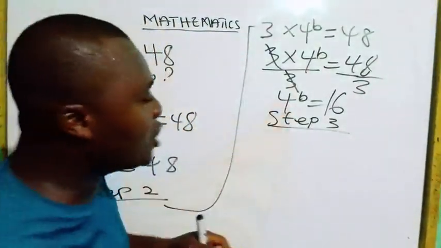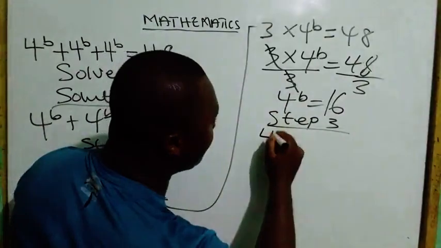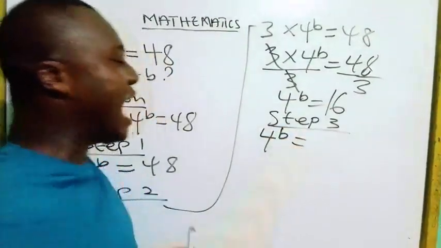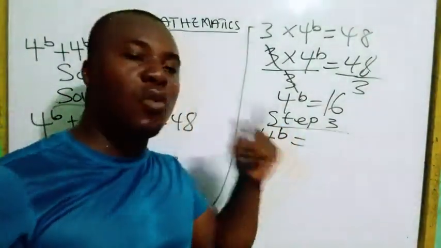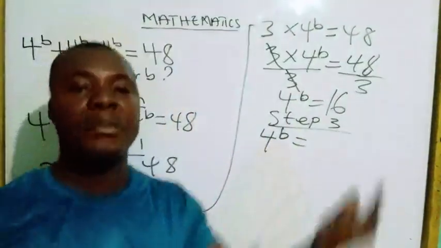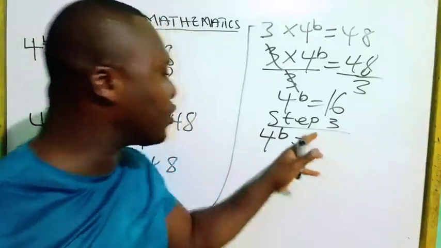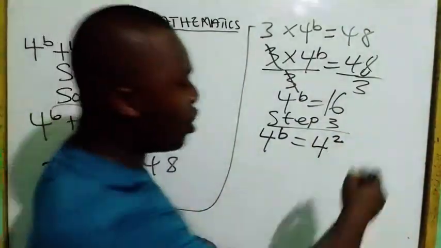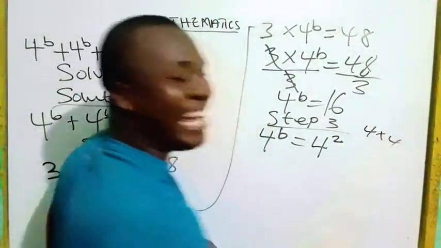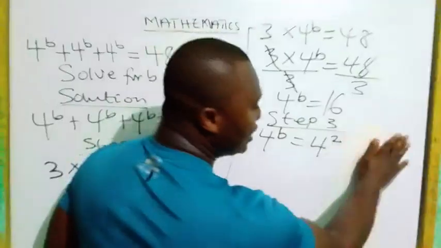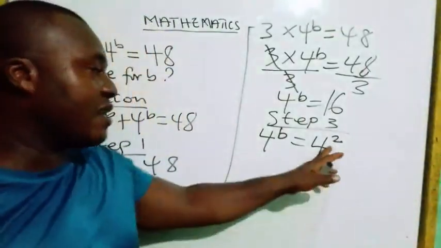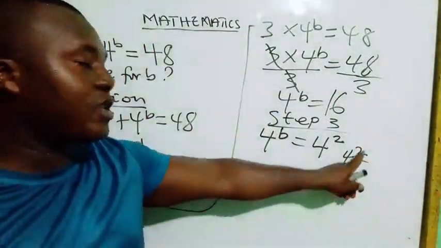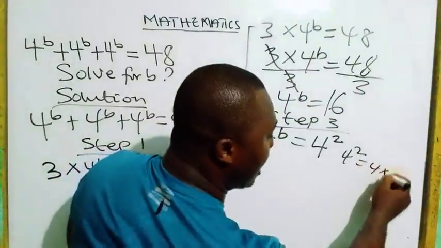So now, this is what we are going to have. Step 3, 4 raised to the power b. We have to repeat the same, 4 raised to the power b equal to. Now, what base, which is 4, by what power will give us what? 16. And it has to be 4 raised to the power 2, because 4 times 4 is what? 16. So therefore we can say 4 raised to the power 2 is the same as 4 times 4.